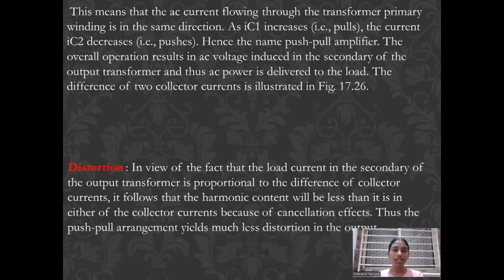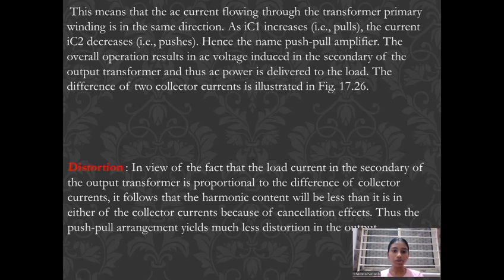This means that the AC current flowing through the transformer primary winding is in the same direction. As IC1 increases, the current IC2 decreases. Hence, the name push-pull amplifier. The overall operation results in an AC voltage induced in the secondary of the output transformer, and thus AC power is delivered to the load. The difference of the two collector currents is illustrated in the figure.